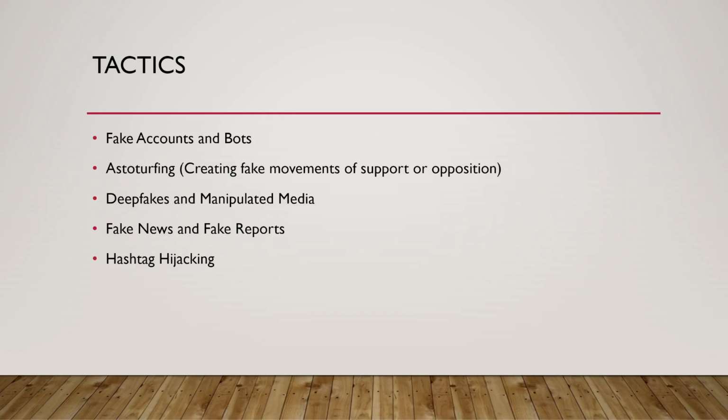We're also going to find deep fakes and manipulated media, where influence campaigns may use deep fake technology to create realistic but fake audio content, manipulating the content to show false actions. We're going to find fake news and reports, with fake news websites or fake articles designed to look like legitimate news sources. And we're going to find hashtag hijacking, where they use hashtags on social media platforms to spread their messages. By using these hashtags, more people see it, ensuring greater visibility and reach.